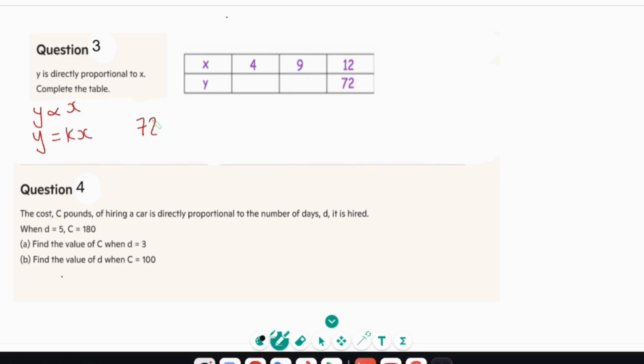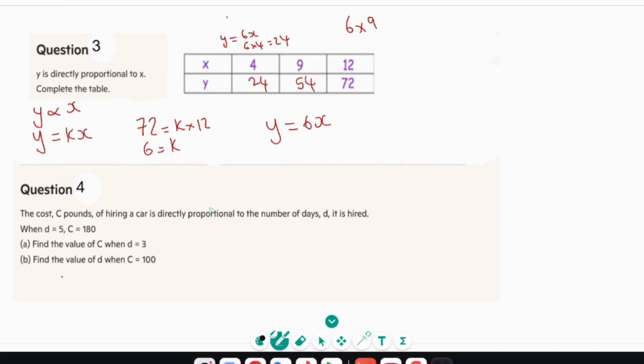So 72 equals k times 12. Divide both sides by 12. K is 6. Doesn't ask for our formula, but our formula is y equals 6x. So when x is 4, y is equal to 6x, so 6 times 4 is 24. And when x is 9, 6 times 9, 54.